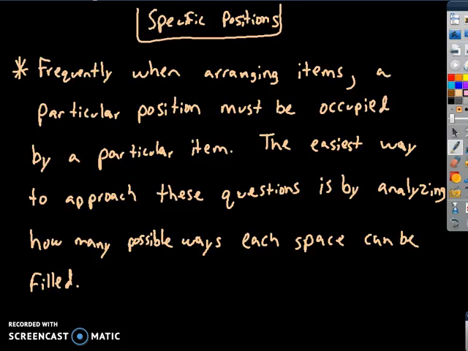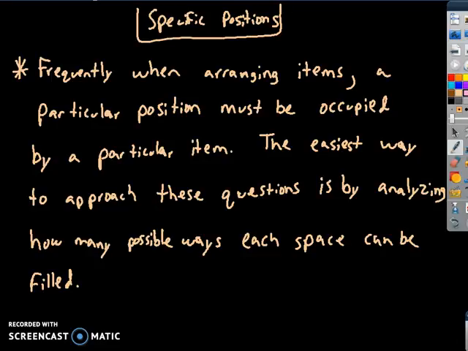All right, this topic is about specific positions. Frequently when arranging items, a particular position must be occupied by a particular item. The easy way to approach these questions is by analyzing how many possible ways each space can be filled. Go ahead and copy down this note, and then I'm about to erase it. They talk about how it can actually be applied. Pause the video, copy this down, and think about what it says too.